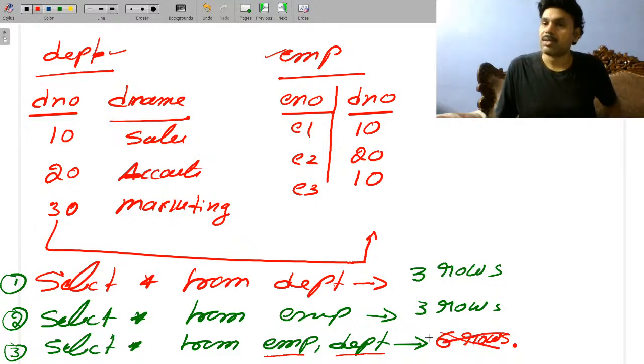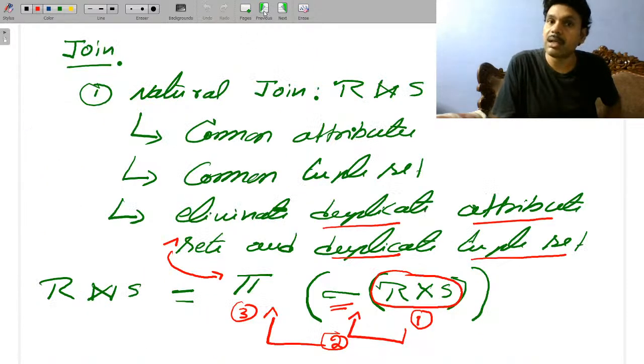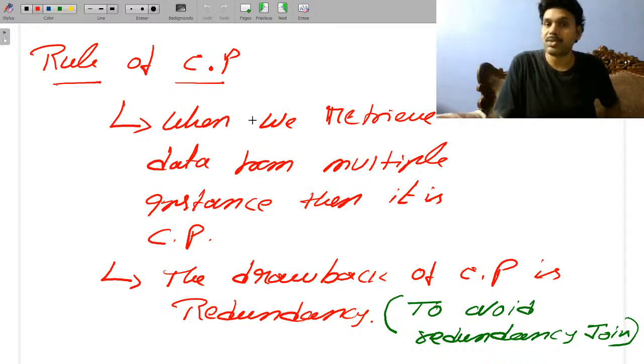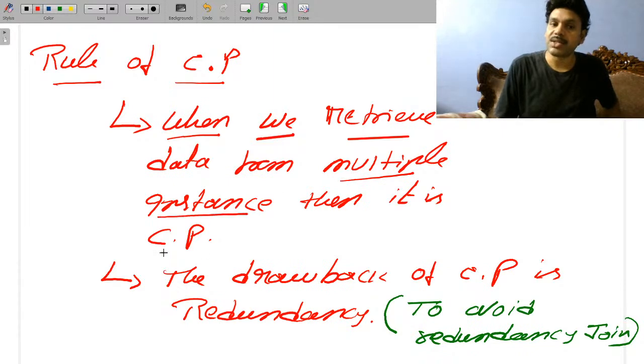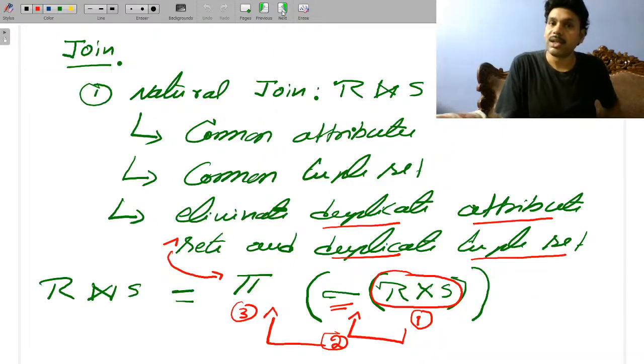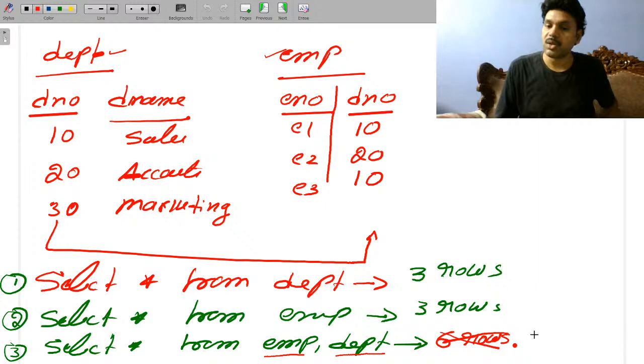Why is it wrong? Because whenever you bring multiple data instances together, it is the concept of cross product. That's why we learned cross product initially. Whenever we retrieve data from multiple instances, it is a cross product. Therefore, your answer is not 6 rows. Your answer is 9 rows. Why did we get 9 rows?